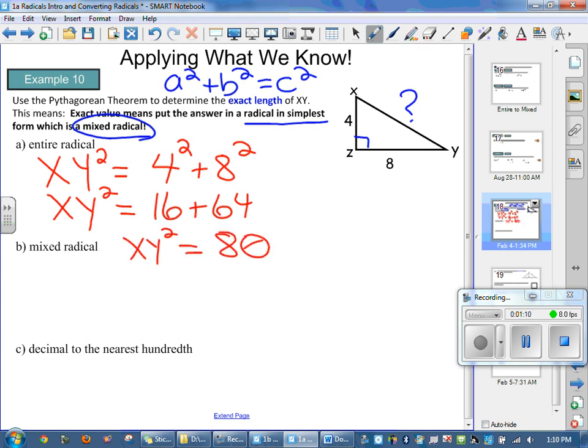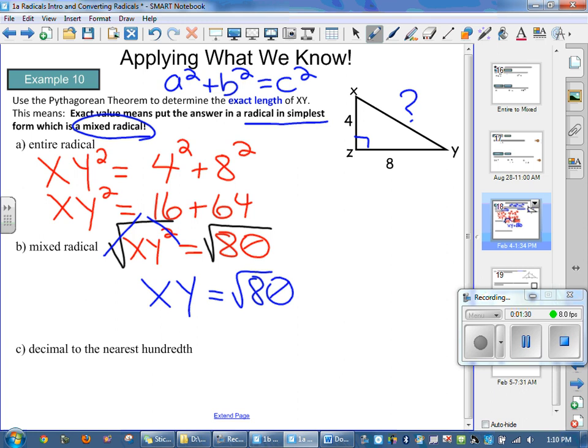Now, how do I get rid of that squared sign? You square root, good. So I'm going to square root both sides now. And when I square root both sides, these are opposite functions, so they cancel each other out. So I get XY equals root 80. So that's my entire radical, that's A. Now the next step for B is to break root 80 down into a mixed radical.